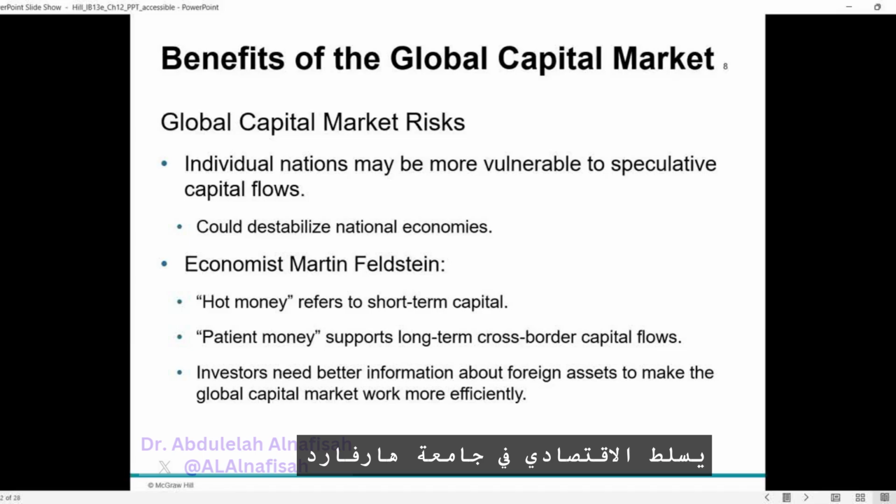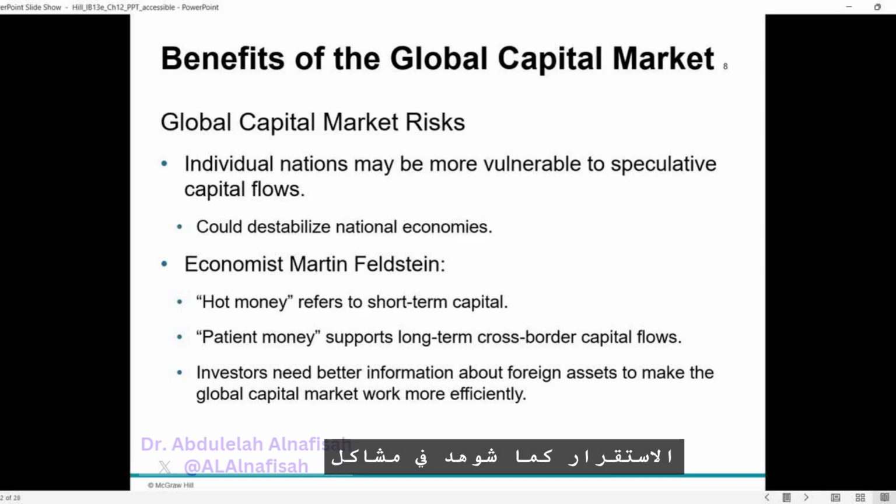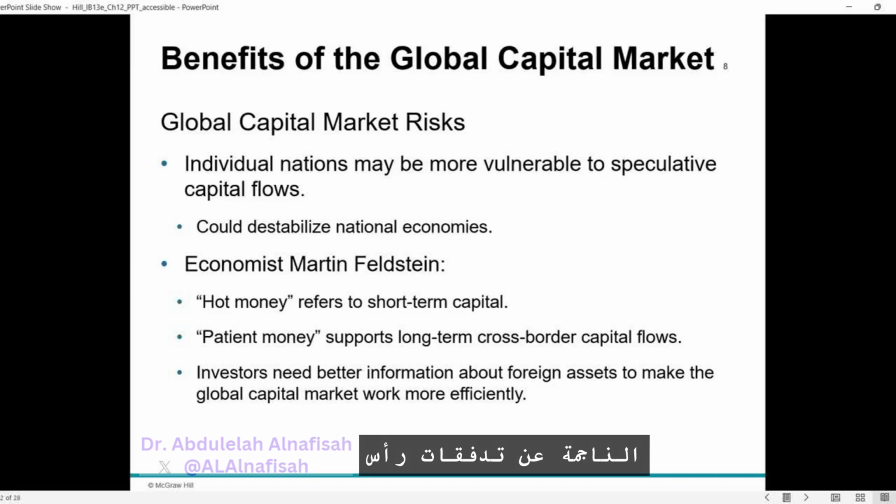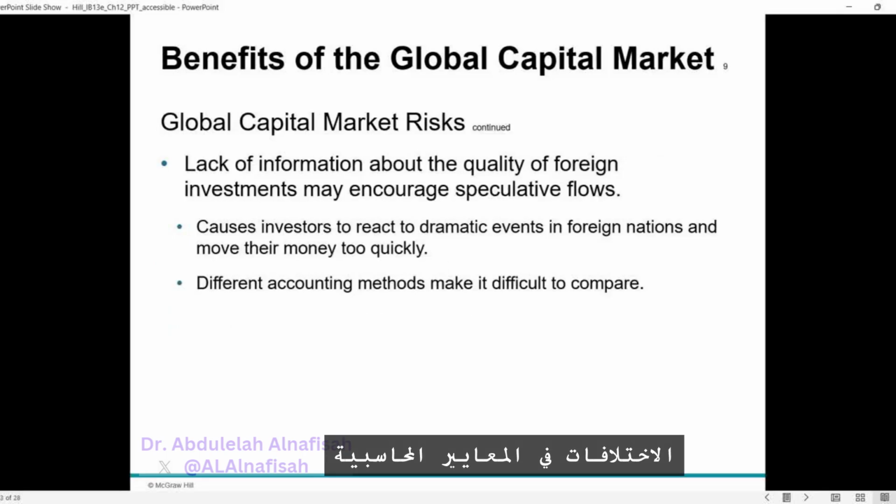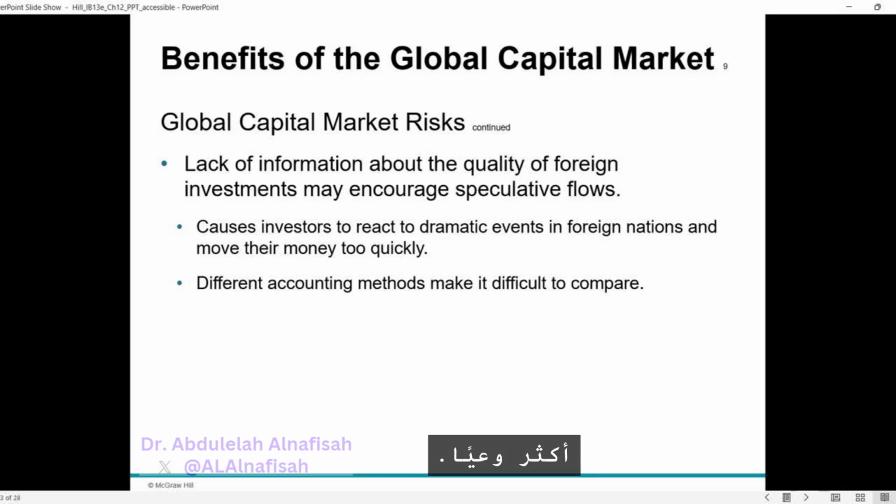Harvard economist Martin Feldstein highlights the scarcity of patient money, which supports long-term investments, attributing this to limited information about foreign assets. This information gap discourages cross-border investment and amplifies instability, as seen in Mexico's 1990s economic issues caused by volatile capital flows. Differences in accounting standards further complicate cross-border investment comparisons. For example, Daimler-Benz's financials in 1993 showed a profit under German rules, but a significant loss under U.S. rules. Recent harmonization of global accounting standards has improved transparency, encouraging more informed investments.